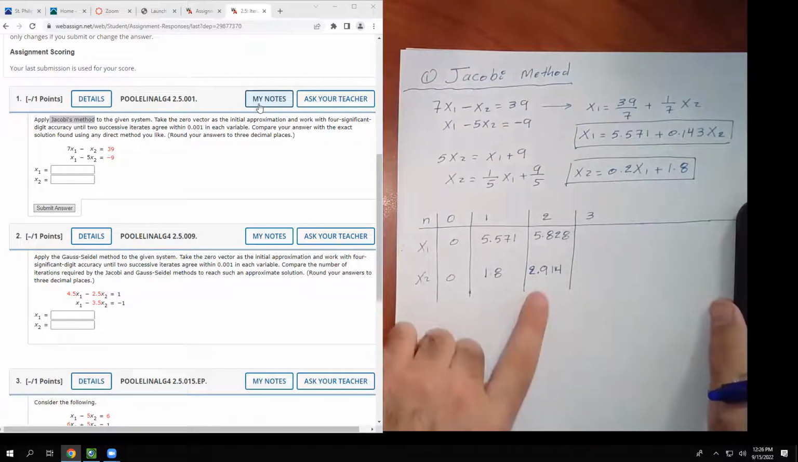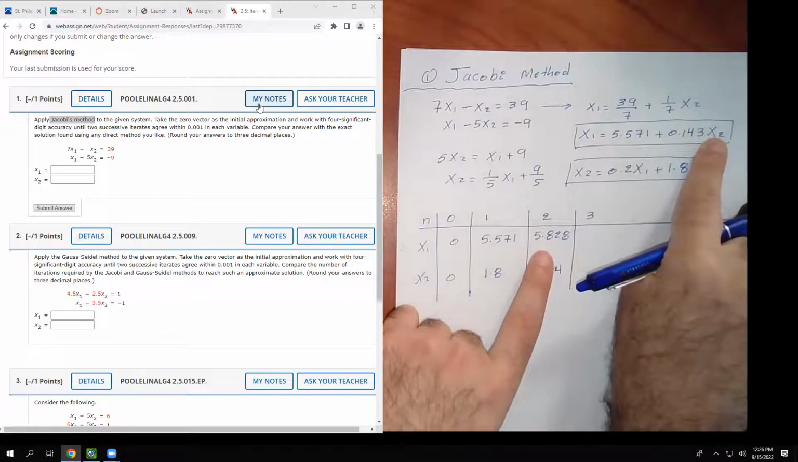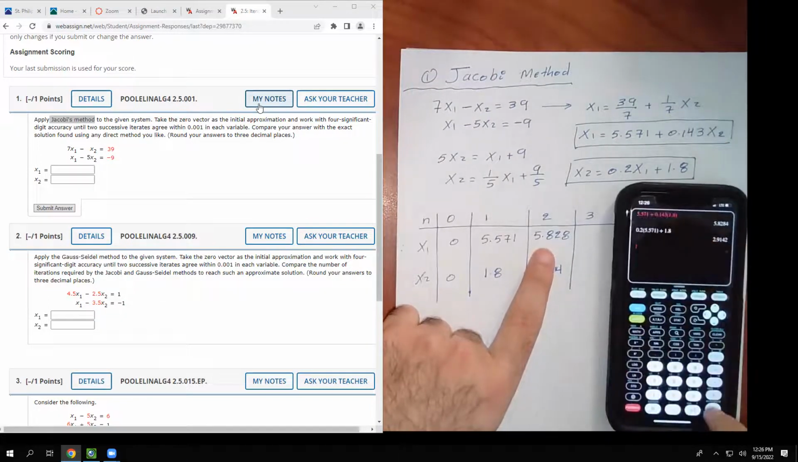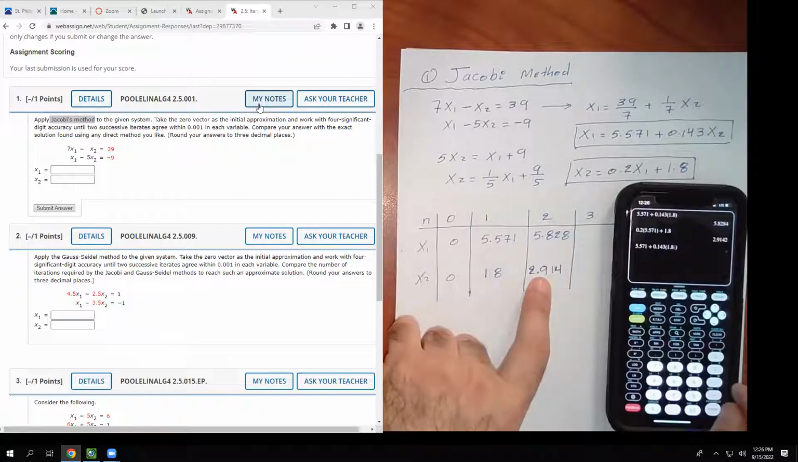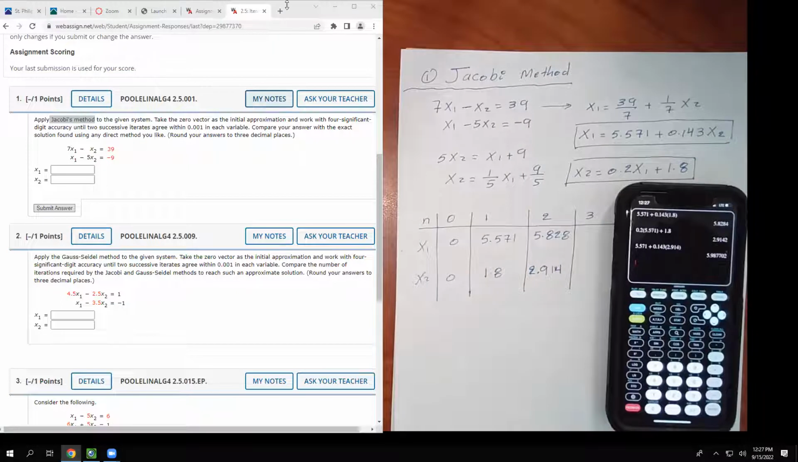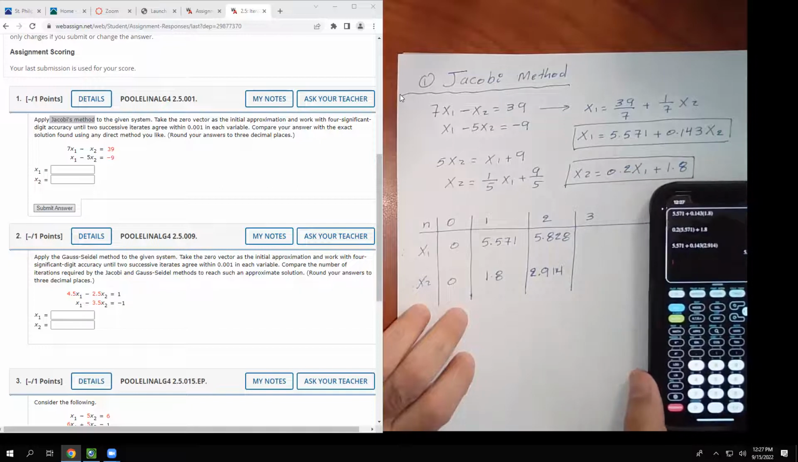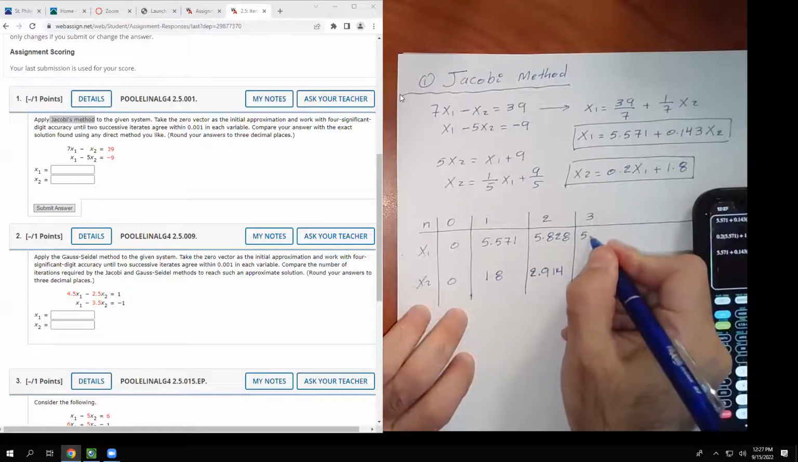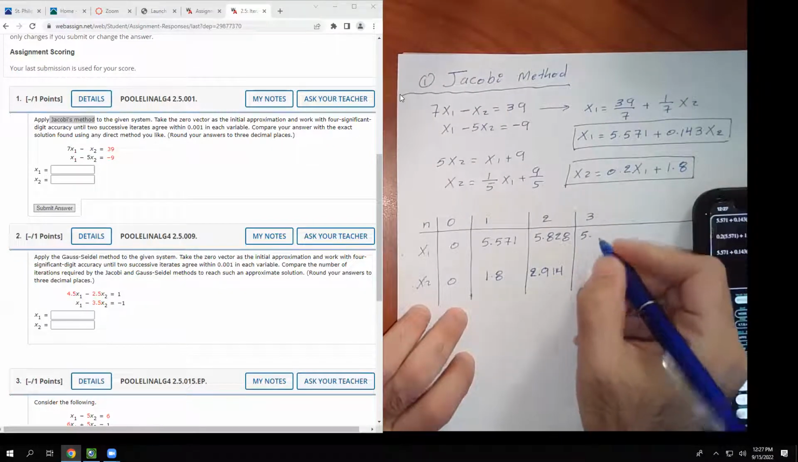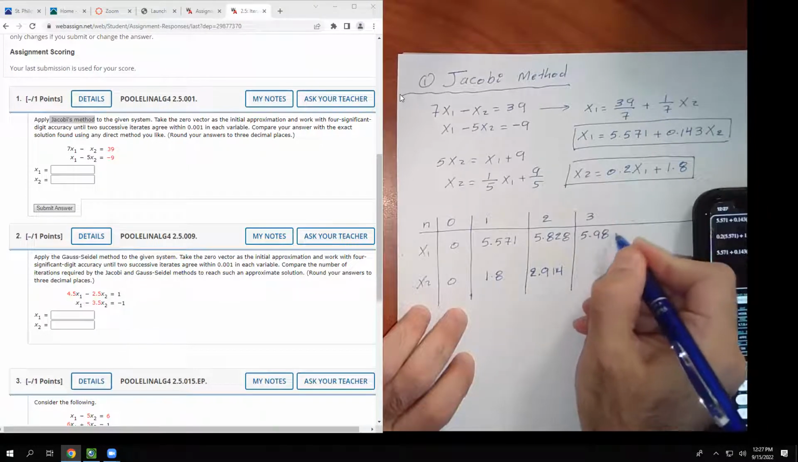For the third one, I need to find x1, and I'm going to plug in x2 here. I'm going to use the same equation, but I'm going to change 1.8 to x2, which is 2.914. That is going to be 5.8987, which rounded to 3 decimals is 5.988.